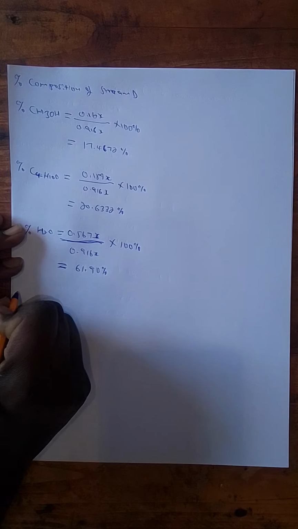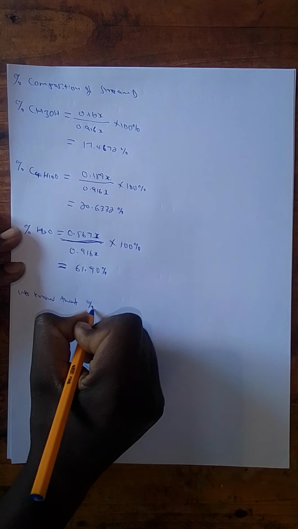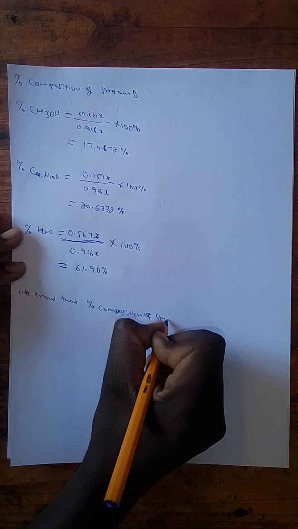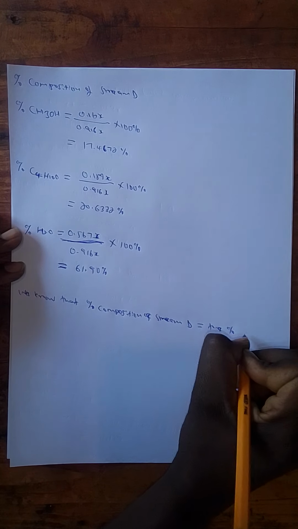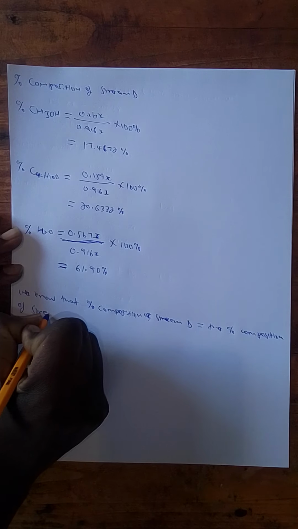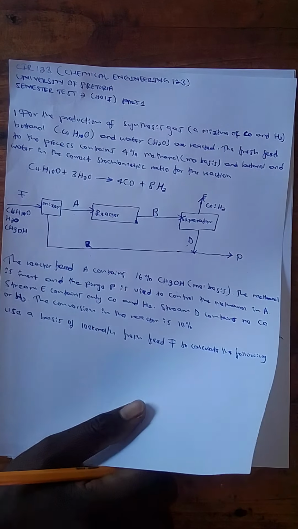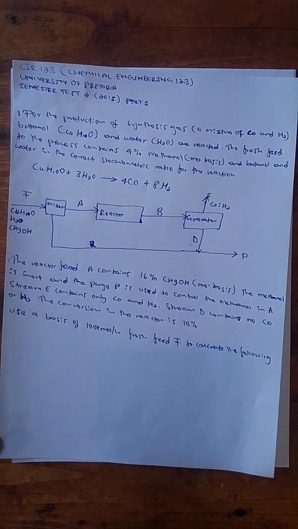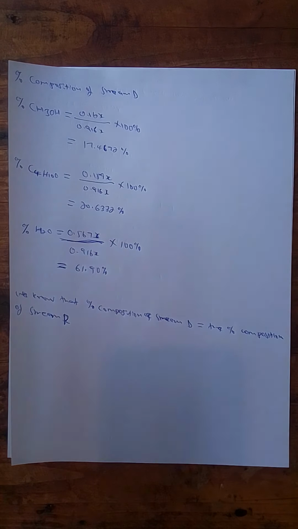Now with that said, we know that the percentage composition of stream D is equal to the percentage composition of stream R. This is basically because there's not really much that is happening here. There's not much change. It's just that a portion of the D has been patched. So the percentage composition doesn't really get affected by that.